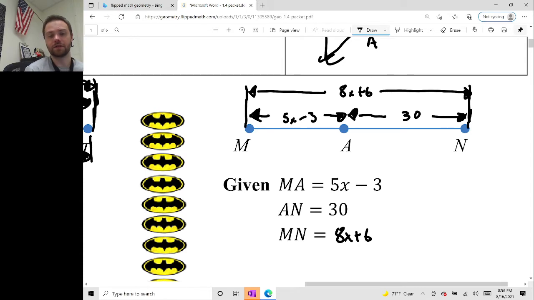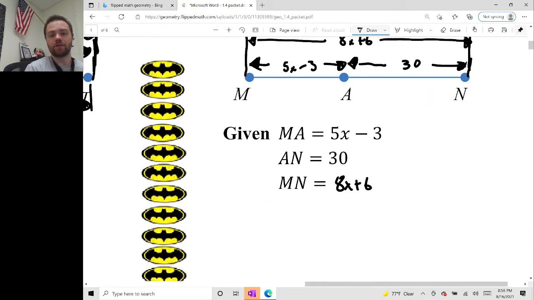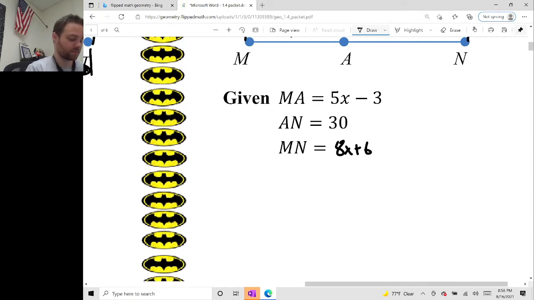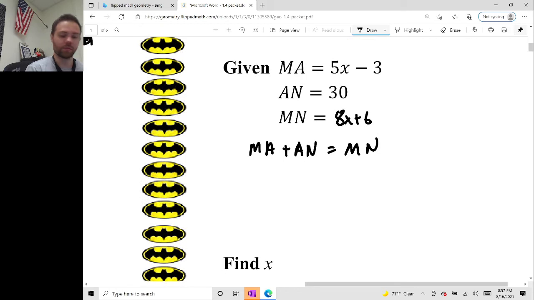That entire distance. So I've got MA plus AN equals MN. So that's the addition postulate. The distance from M to A plus the distance from A to N is going to equal the entire distance from M to N. And then I'm just going to plug and chug from there.